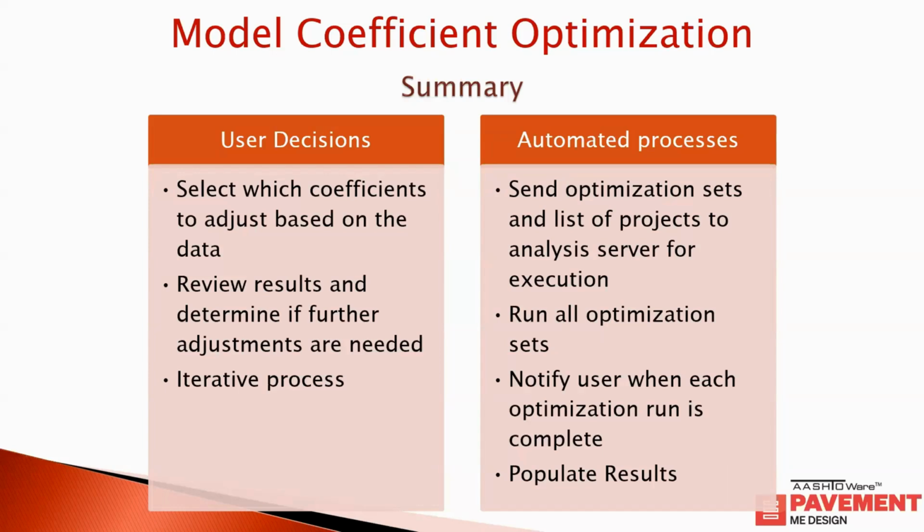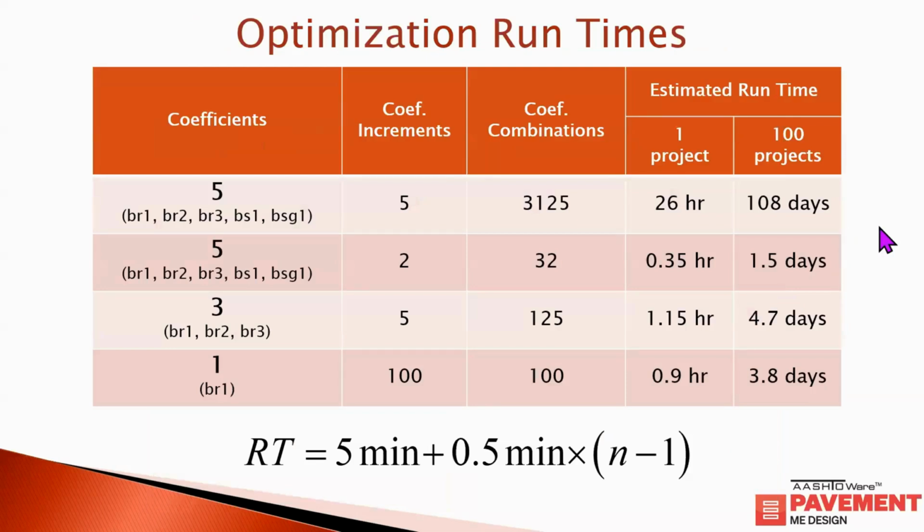The automated process, real heavy lifting here. So it's sending these optimization sets and projects to the analysis server, running all the sets, and then letting you know when they're done and populating the statistics. Now, run times. How long does this take? And this is assuming you're not in queue. That's an issue we're dealing with. More and more people are starting to use the CAT. It's becoming popular. I know from personal experience, I can get hung up for a day or two waiting to run my calibration routines. And we're going to open the server capacity in the future to accommodate more users.